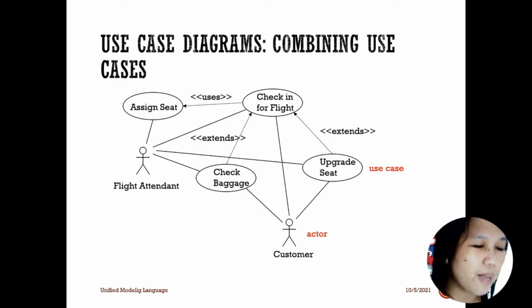So here is a sample of a use case diagram combining use cases. Check in for flight uses assign seat. Upgrade seat can extend check in flight. Check in baggage extends check in flight. The actors here will be the flight attendant and the customer.